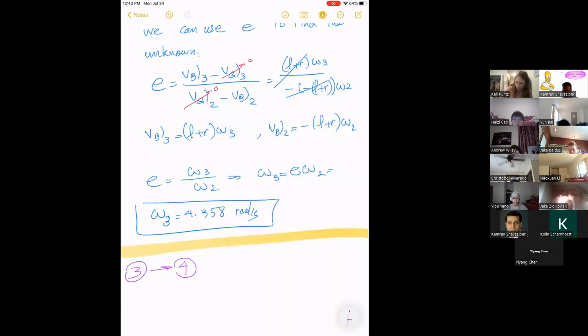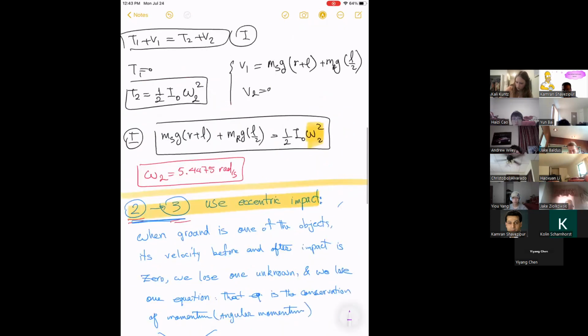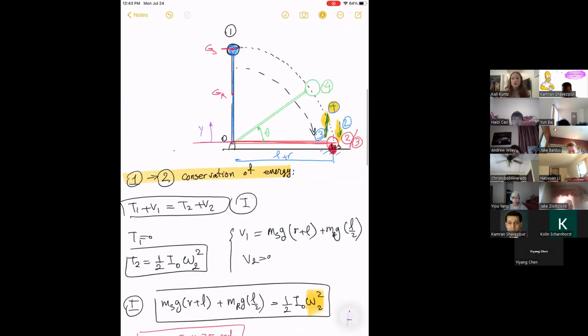Look at here. Look at the schematic. This is position 3, and this is position 4. It hits the ground and bounces back up to here. Similar to 1 to 2, it went down with energy. It goes back with the energy equation, right? You guys follow?